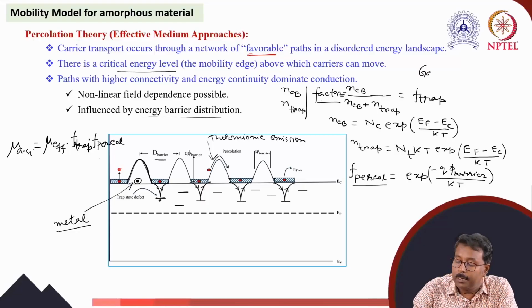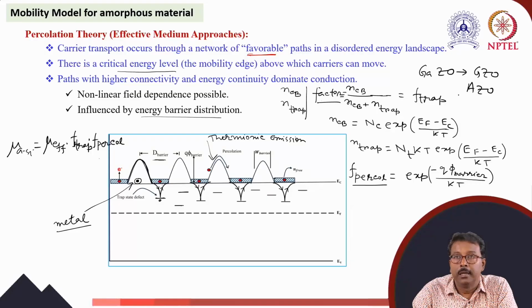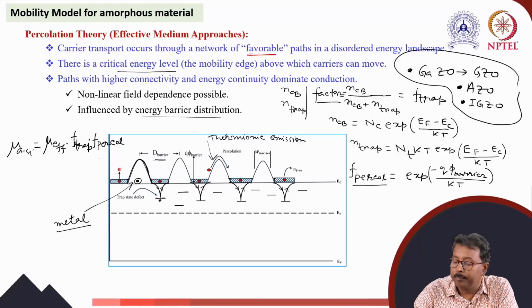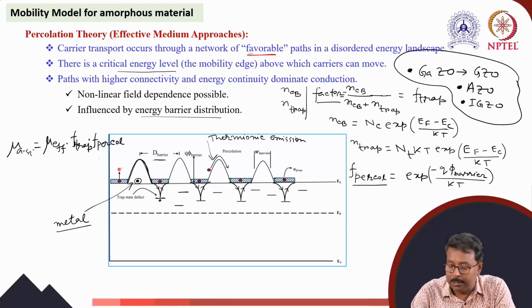Say GZO, gallium doped zinc oxide, AZO, that is aluminium doped zinc oxide, or IGZO, indium gallium zinc oxide. These are the materials where you can apply this model. Mainly the presence of barriers is determined by this. Also the distribution of barriers is important in this case.